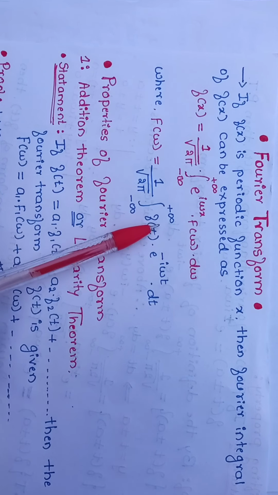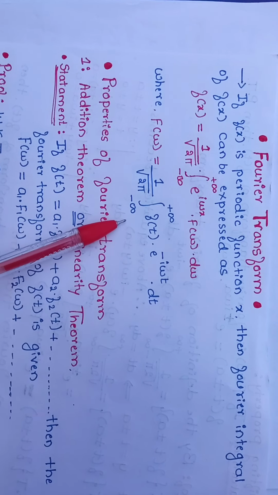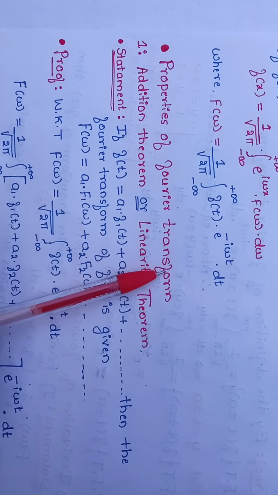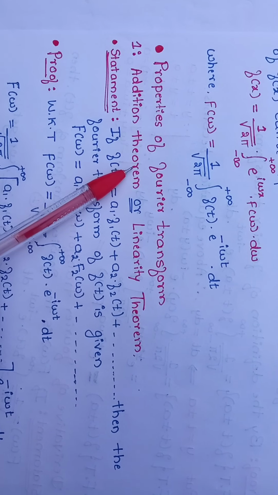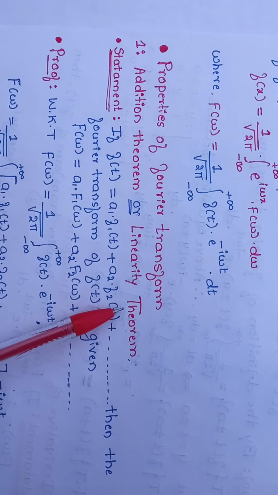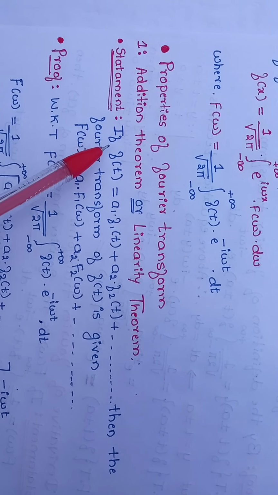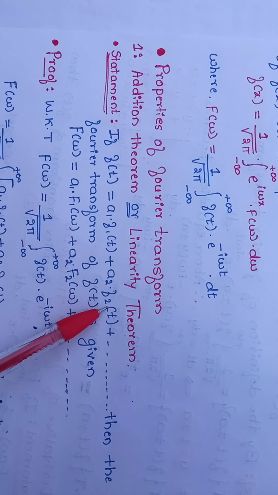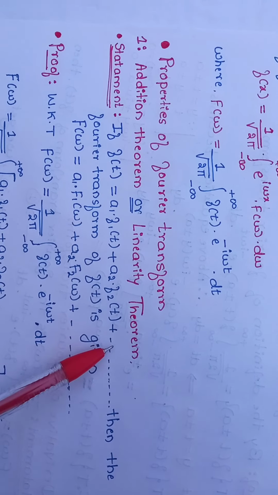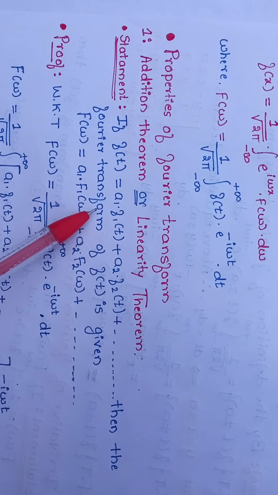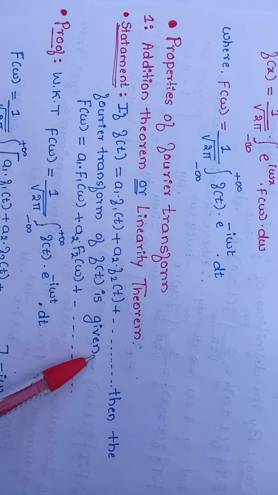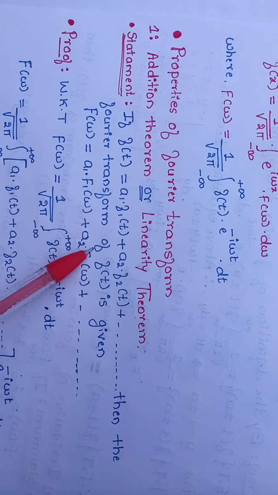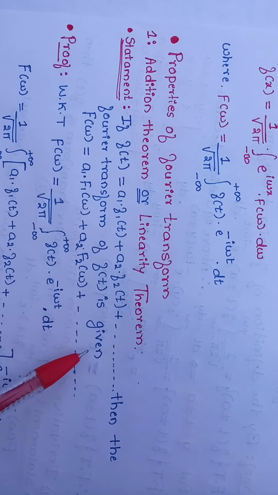Okay, see here, by using this one you have to prove the basic properties of the Fourier transformation. Properties of Fourier transformation. First one is the addition theorem or linearity theorem. What is the statement of the addition theorem? If f of t equal to a1 into f1 of t plus a2 into f2 of t and so on, then the Fourier transform of f of t is given by F of omega equal to a1 into F1 of omega plus a2 into F2 of omega and so on.